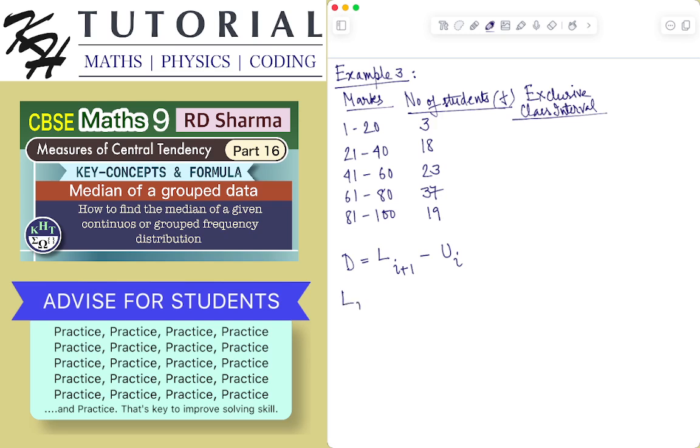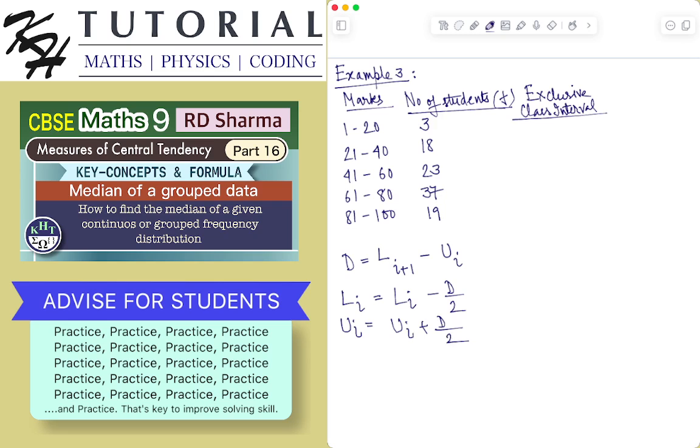The lower limit of the ith class interval, by ith class interval I mean the ith row. Li is the lower limit of the class interval in the ith row of the given data. So this will get modified to Li minus D by 2, and the upper limit will be equal to the upper limit plus D by 2.